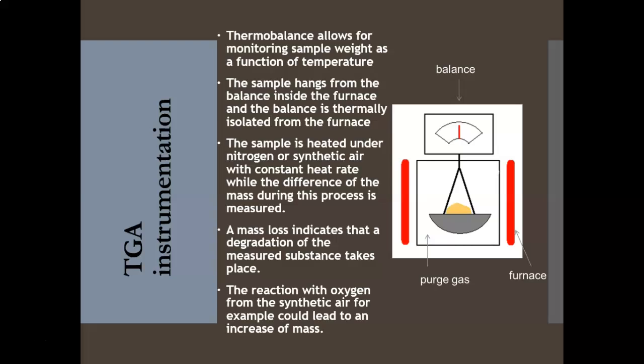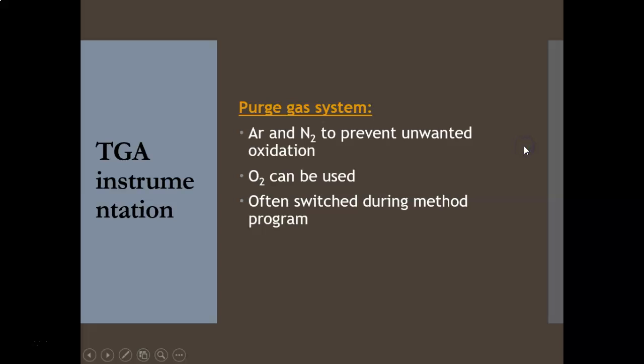The sample is heated under nitrogen or synthetic air with a constant heating rate, while the difference of the mass during this process is measured. A mass loss indicates that degradation of the measured substance is taking place. A reaction with oxygen from the synthetic air, for example, could lead to an increase of the mass. For the gas system, we have argon and nitrogen. We want to prevent unwanted oxidation. Also, we can use oxygen and often switch during the method program.